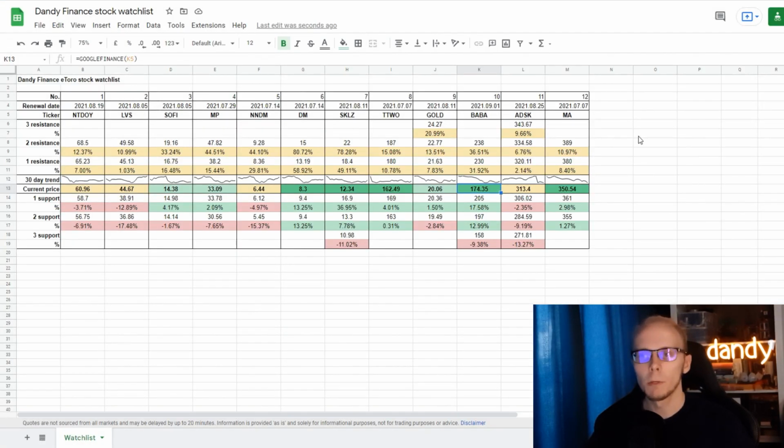In the watchlist, Alibaba is currently in bright green, with the price being between the second and third support targets. So to get to the third support, the price needs to go down for 9.38%. For the second support, there is still 12.99% of room. First support is up there at 17.58%. To get to the first resistance, there is still 31.92% of room, and second resistance is up for 36.51%.